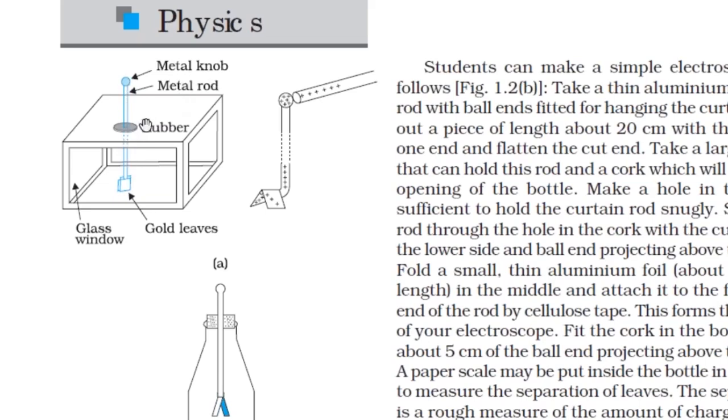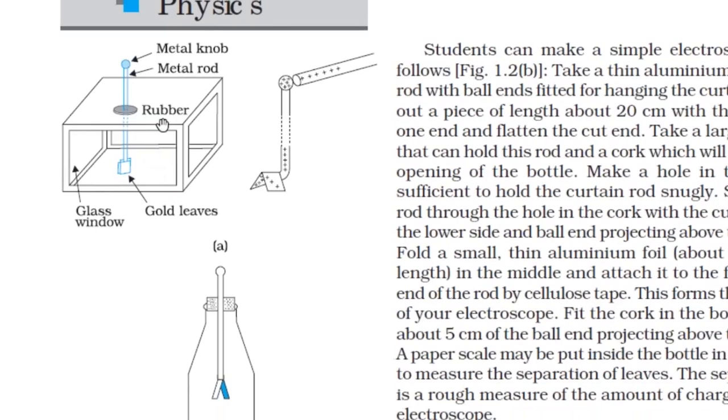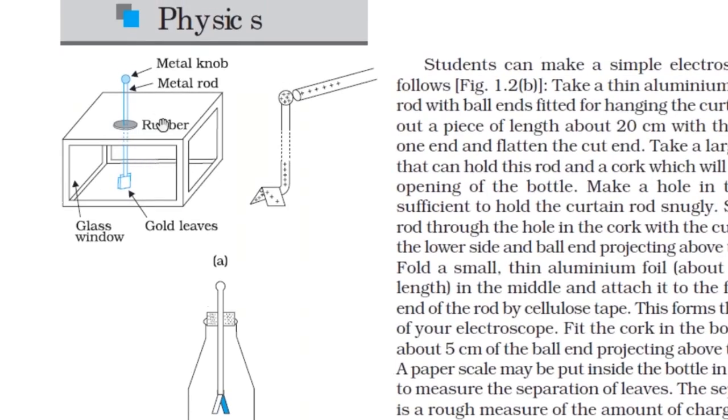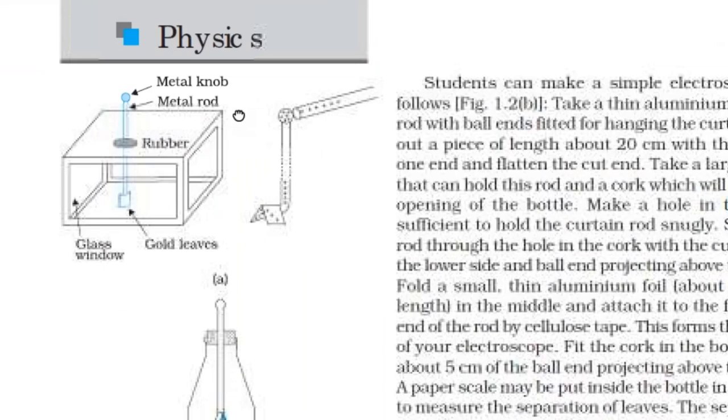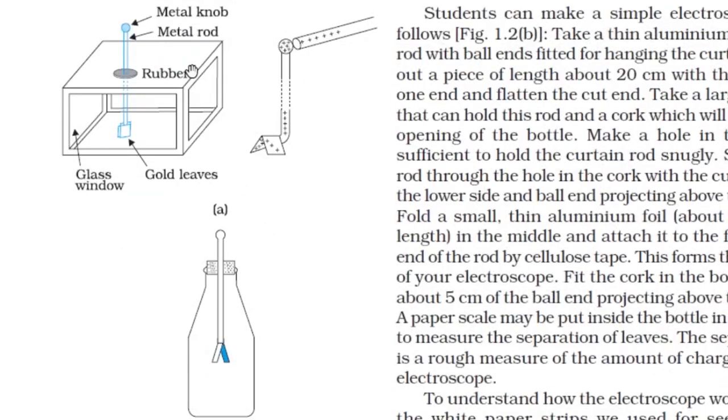You have a small hole over here through which you can pass a metallic rod. This is a metal rod, and this is a rubber lid for this hole. Sometimes the box has to be evacuated, that means no air should be there inside, so that we can see the effect of the charges properly. This is called the gold leaf electroscope.